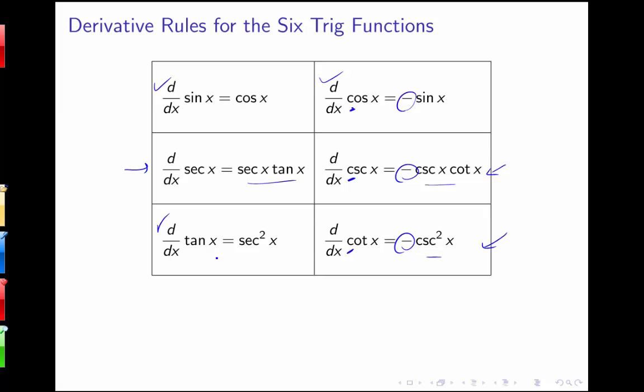We showed the derivative of tangent x was secant squared, and we can show, using a similar process, that the derivative of cotangent x is negative cosecant squared. So instead of secant squared, it's cosecant squared with a negative sign.